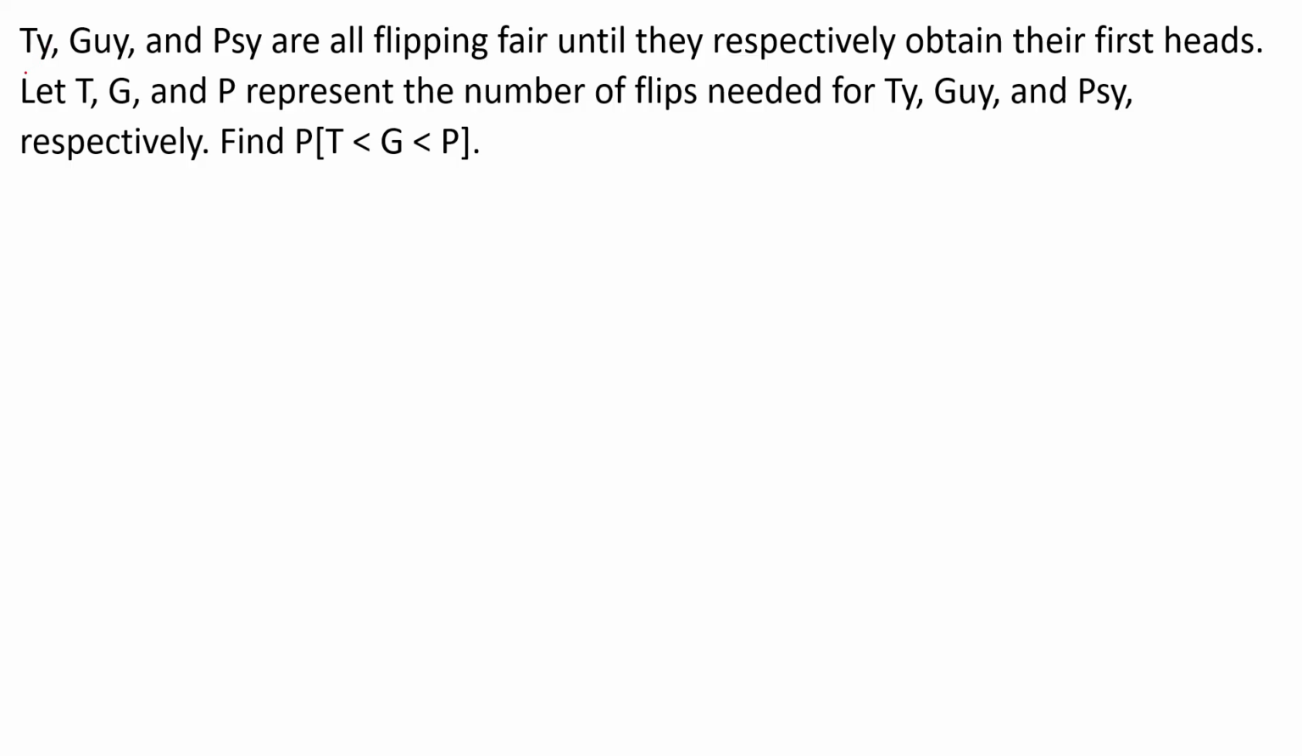So Tie, Guy and Sai are flipping fair coins. They are all flipping until they respectively obtain their first head. It's a nice little problem. We'll see a couple of ways to do it.